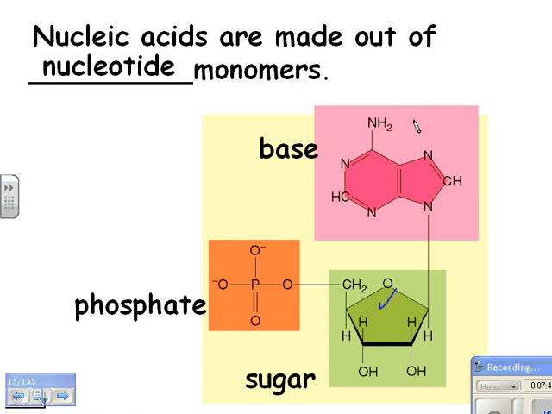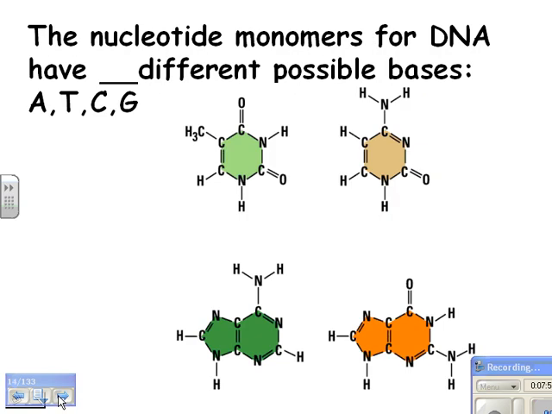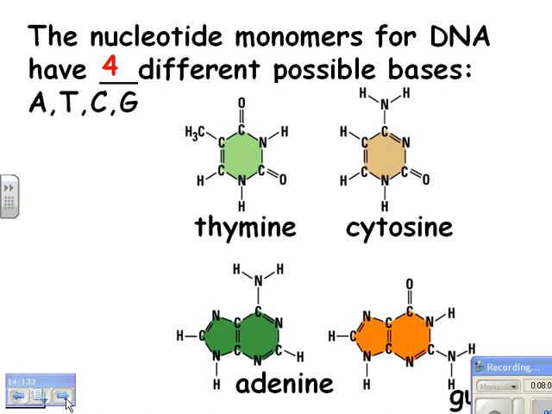Phosphate group's a phosphate group, there's not much there. But the base is what varies. You can have adenine, thymine, guanine, or cytosine for DNA. And so this can be different. So there are actually 4 letters here. So nucleotide monomers for DNA have 4 different possible bases, A, T, C, and G. That one's thymine, that's cytosine, here's adenine, and here's guanine.